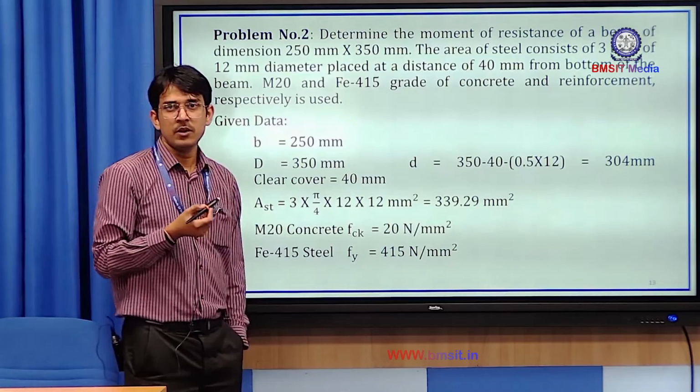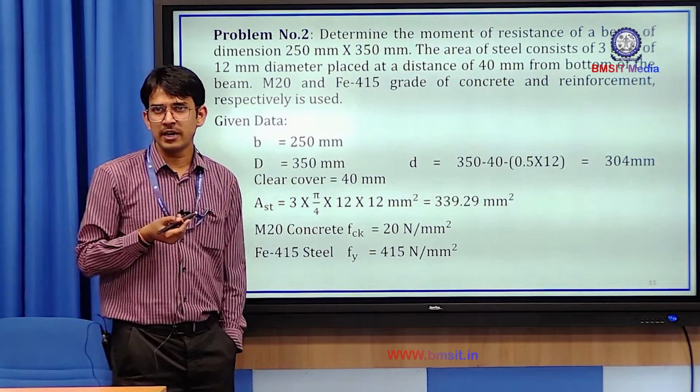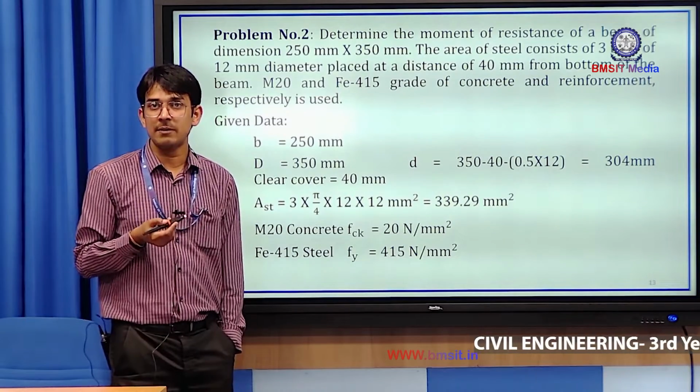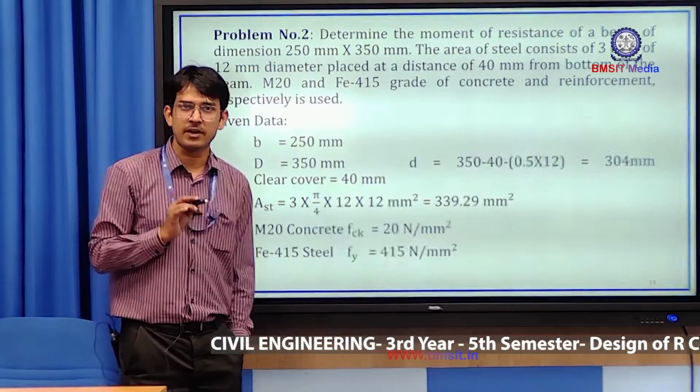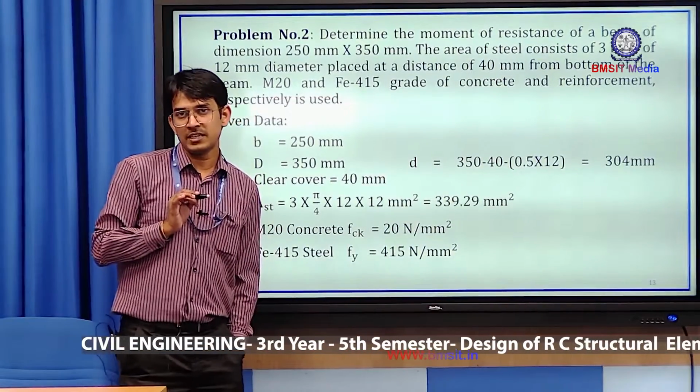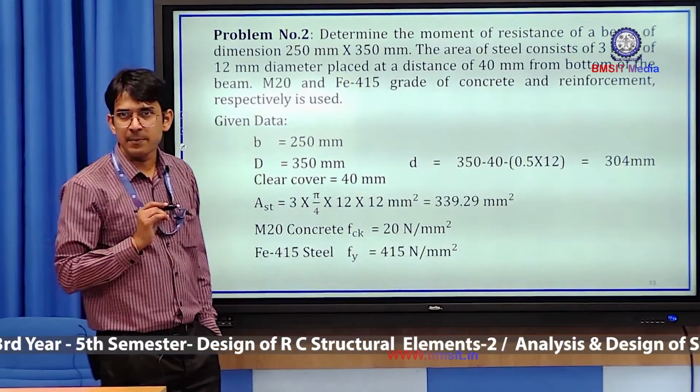In this we have to find the moment of resistance of a beam. The dimensions given are 250 and 350 mm. Now 250 mm is the width and 350 mm is the overall depth. There is no mention of whether this is the effective or overall depth, but if it is not mentioned, then we consider this depth as the overall depth. It means it is the capital D we have.